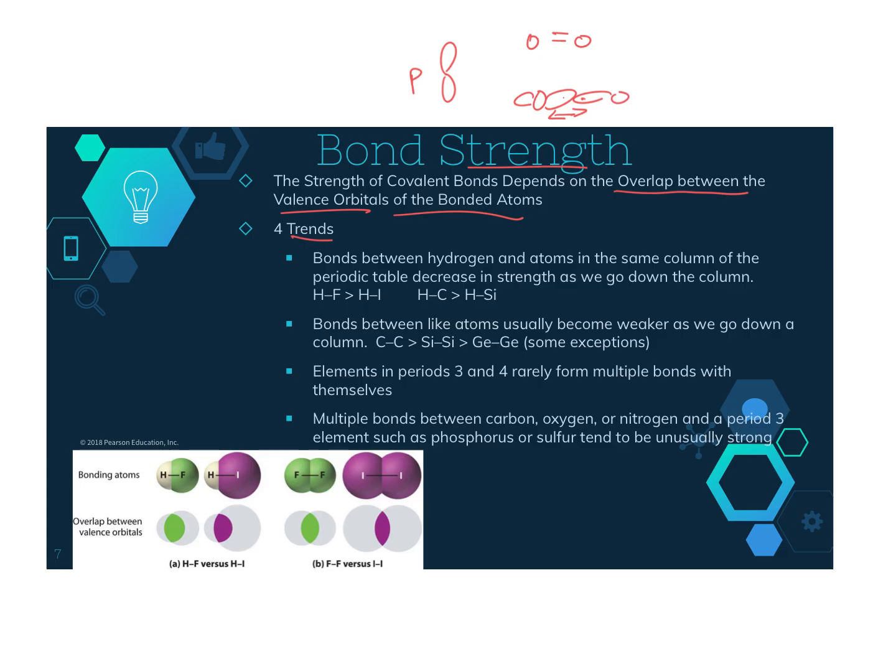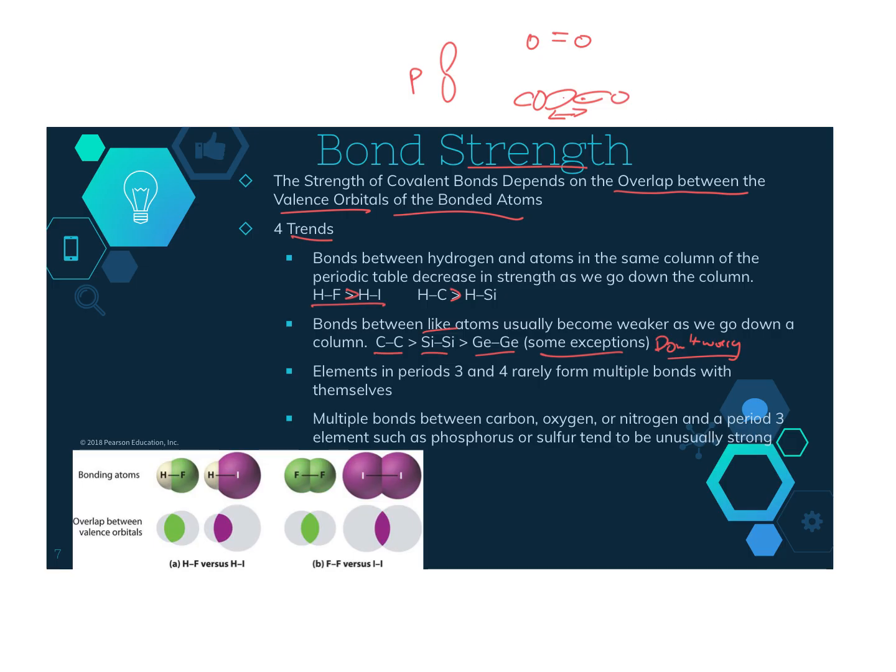So there are four trends that we typically see here. Bonds between hydrogen and atoms in the same column of the periodic table decrease in strength as we go down. So what this means is HF, for example, has a stronger bond than HI. HCl has a stronger bond than HSi. Bonds between similar or like atoms usually become weaker as you go down. So a carbon-carbon bond is going to be stronger than a silicon-silicon bond, which is going to be stronger than a germanium-germanium bond. There are some exceptions. Don't worry about the exceptions. Just focus on the trend.